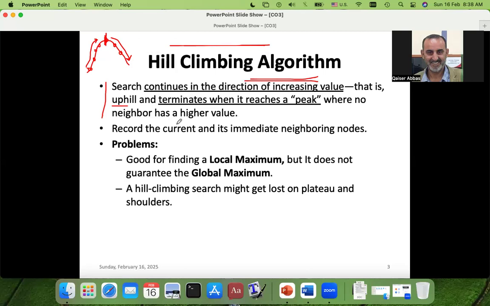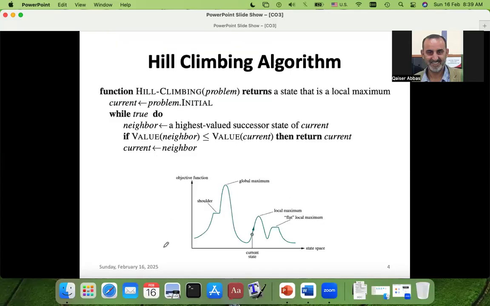Anyhow, we know that according to this local algorithm, we will only store the current state and its immediate neighbor states. We will store only this. Okay, what are the issues with this hill climbing? This is a local search algorithm. This hill climbing is good for finding a local maximum, but not a global maximum. What does it mean? Here you have some diagram.